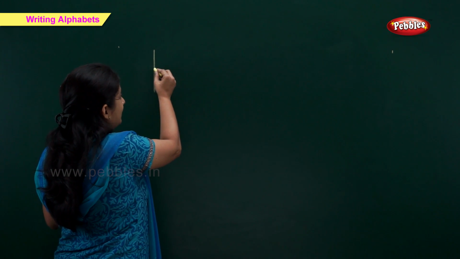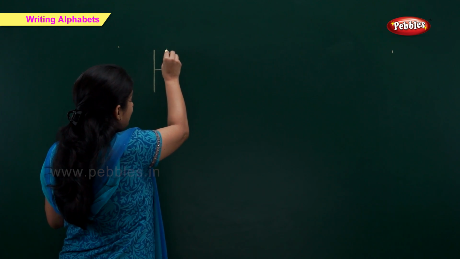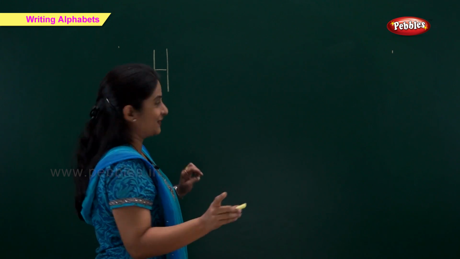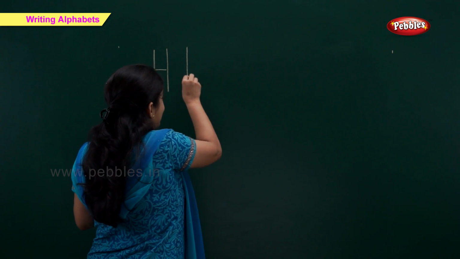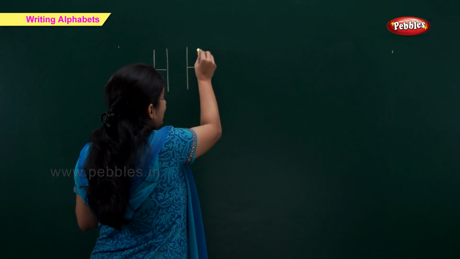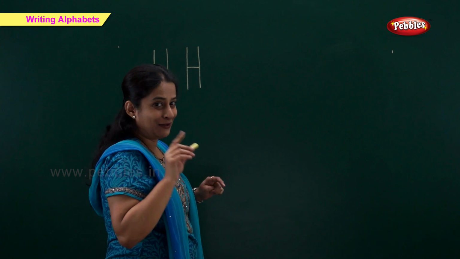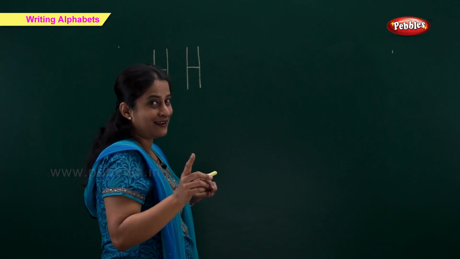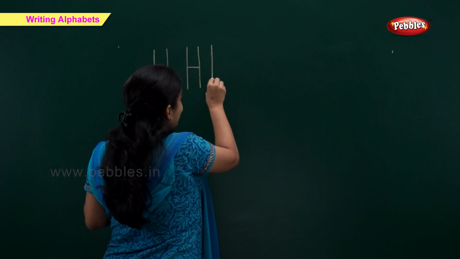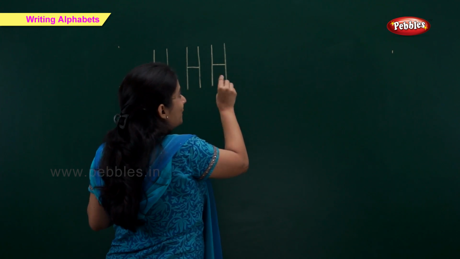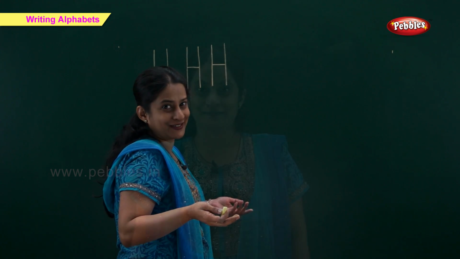One standing line, one sleeping line, one more standing line makes H. Now you tell me, yes, H. Now we are going to write a very simple letter, I.